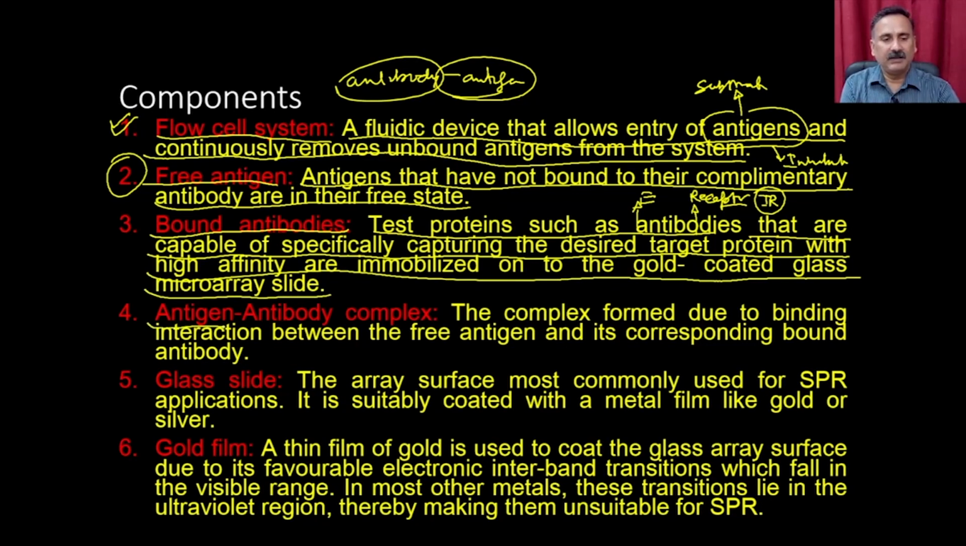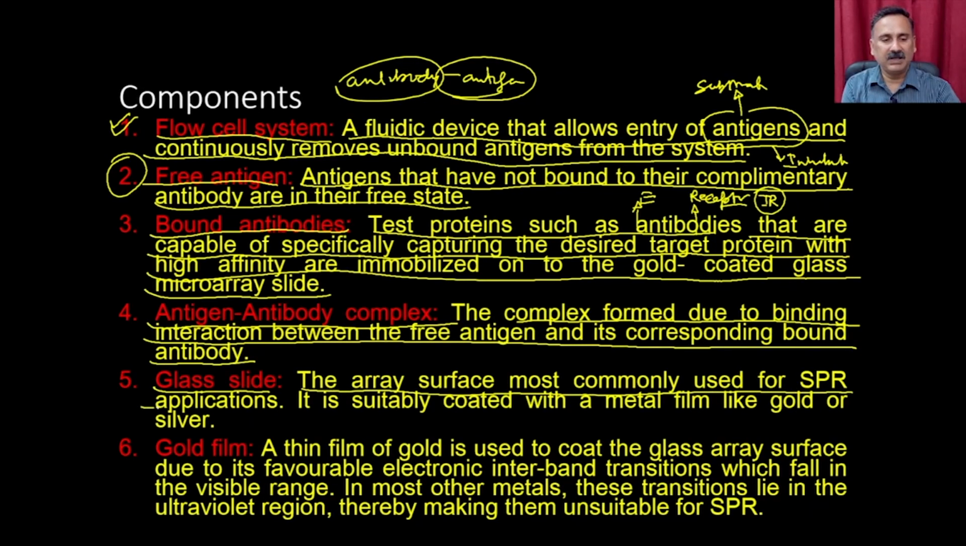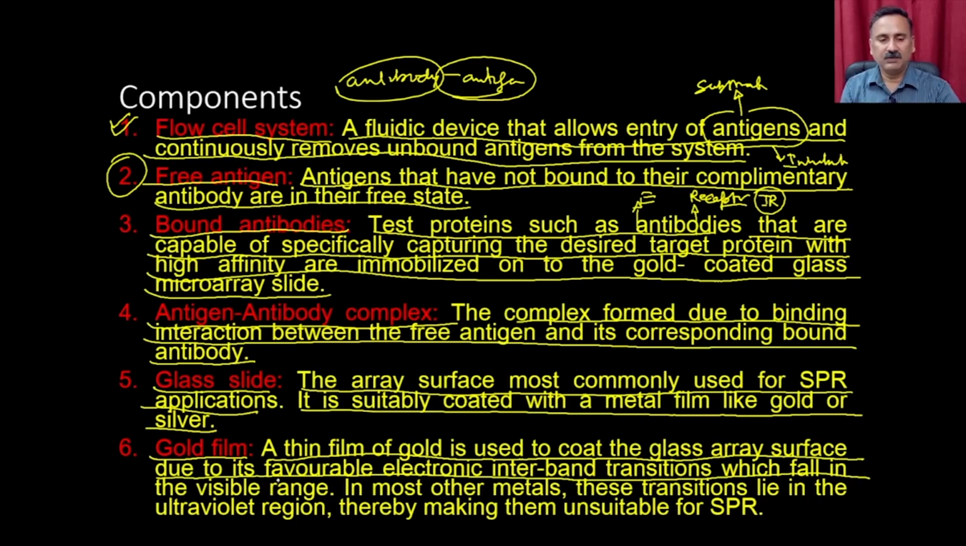Then we also require the antigen antibody complex, the complex formed due to the binding interaction between the free antigen and its corresponding bound antibody. Then we have the glass slide, the array surface most commonly used for SPR applications. It is suitably coated with a metal film like gold or silver. Then you require the gold film. A thin layer of gold is used to coat the glass array surface due to its favorable electronic interband transitions, which fall in the visible range. In most other metals, these transitions lie in the ultraviolet region, making them unsuitable for SPR.